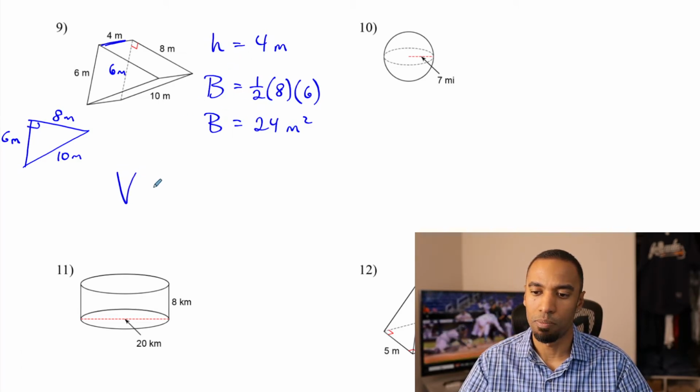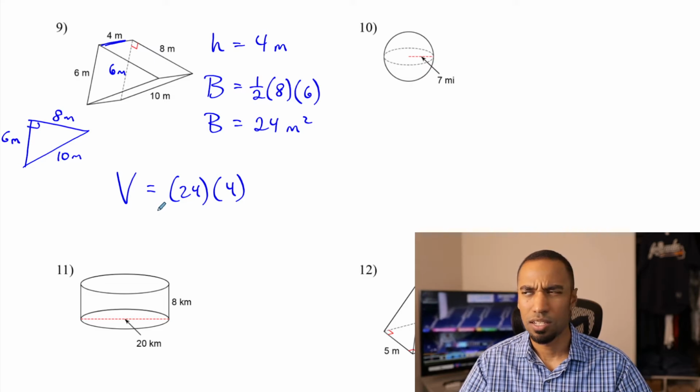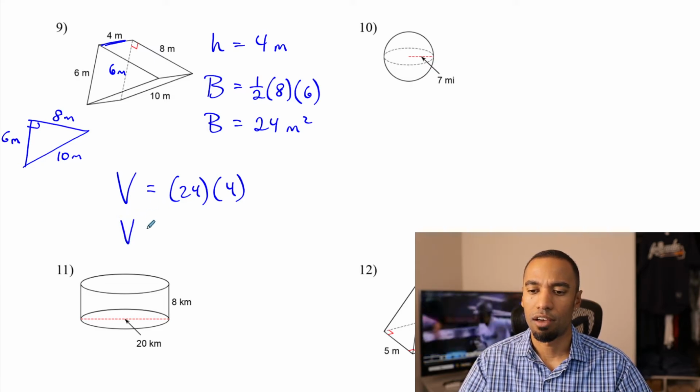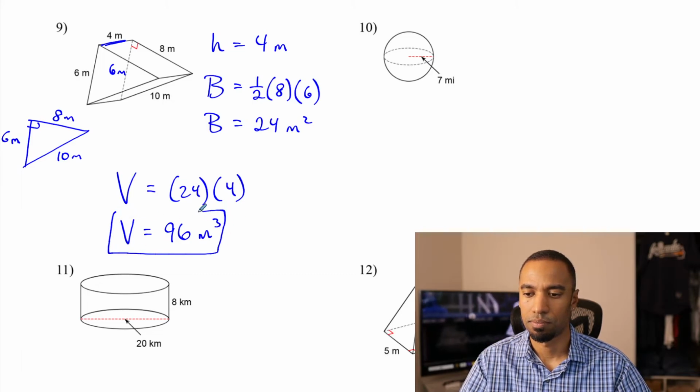The volume of your triangular prism is going to be area of base times height. I think that's 96, 24 times 4, yeah, 96. So that volume is going to be 96 cubic meters.